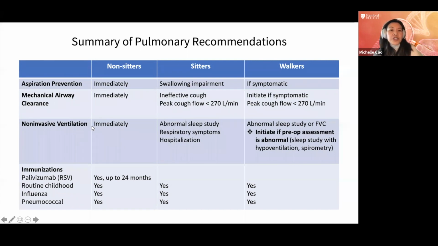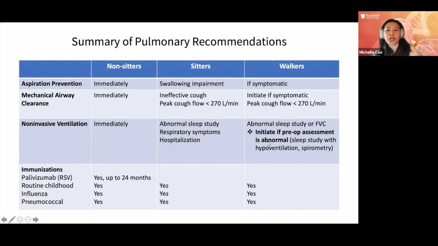For non-invasive ventilation, again, for non-sitters, we recommend it immediately. This is a proactive approach. And then for sitters, if they have an abnormal sleep study, if they have symptoms, and if they're hospitalized. For the walker, if they have an abnormal sleep study or if their FVC is impaired.